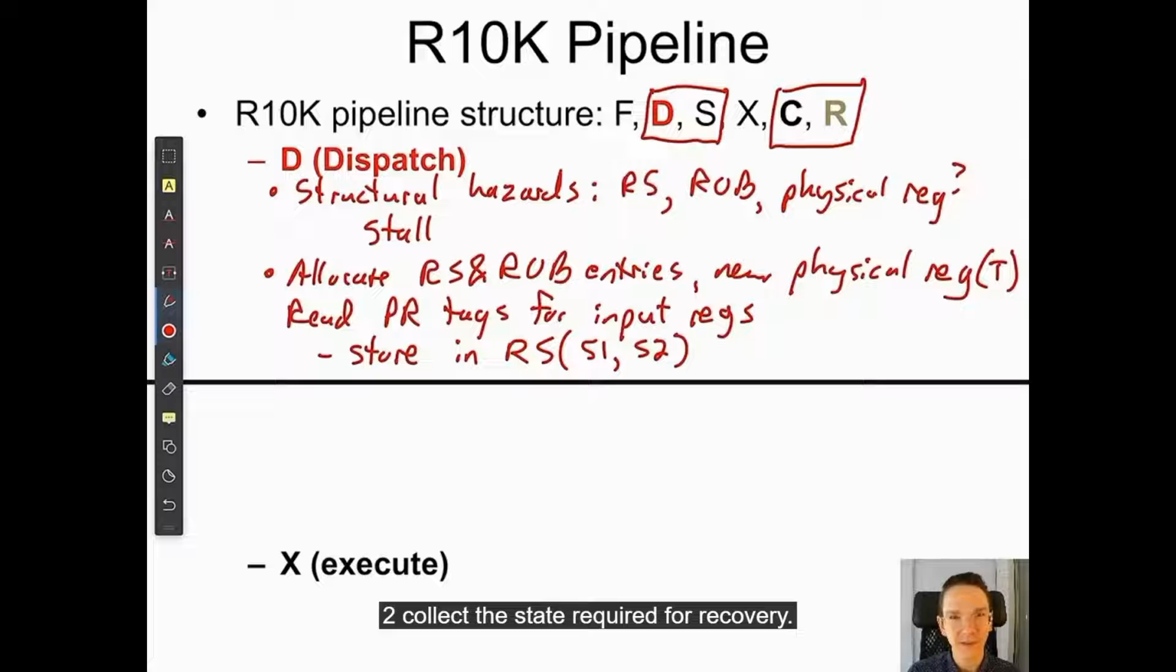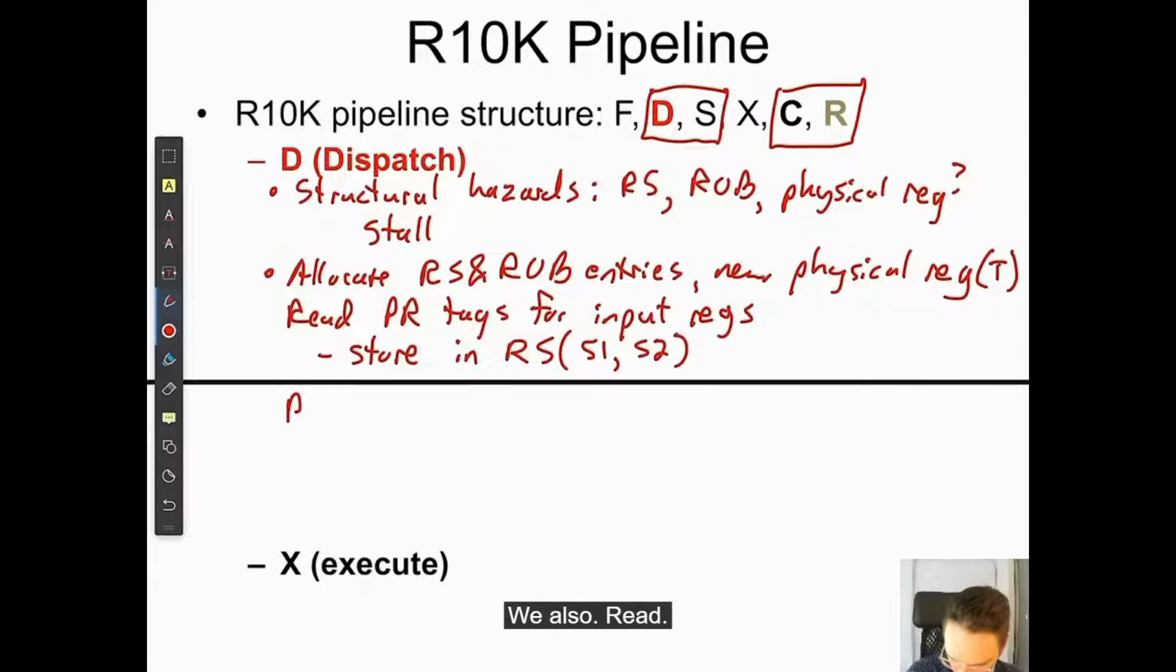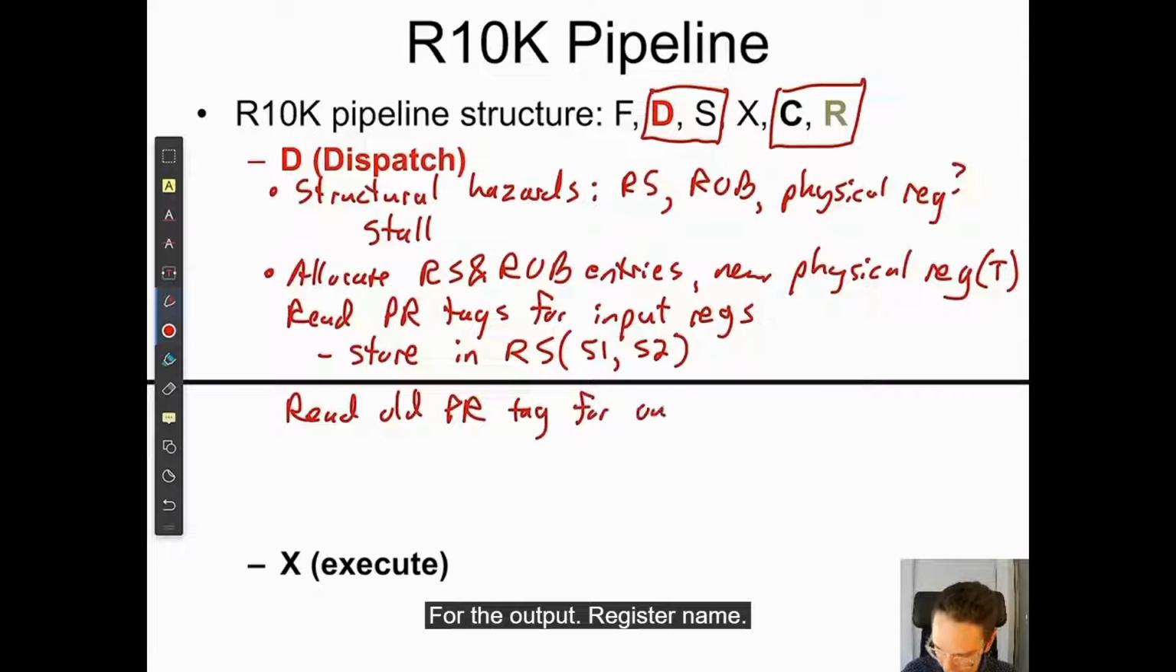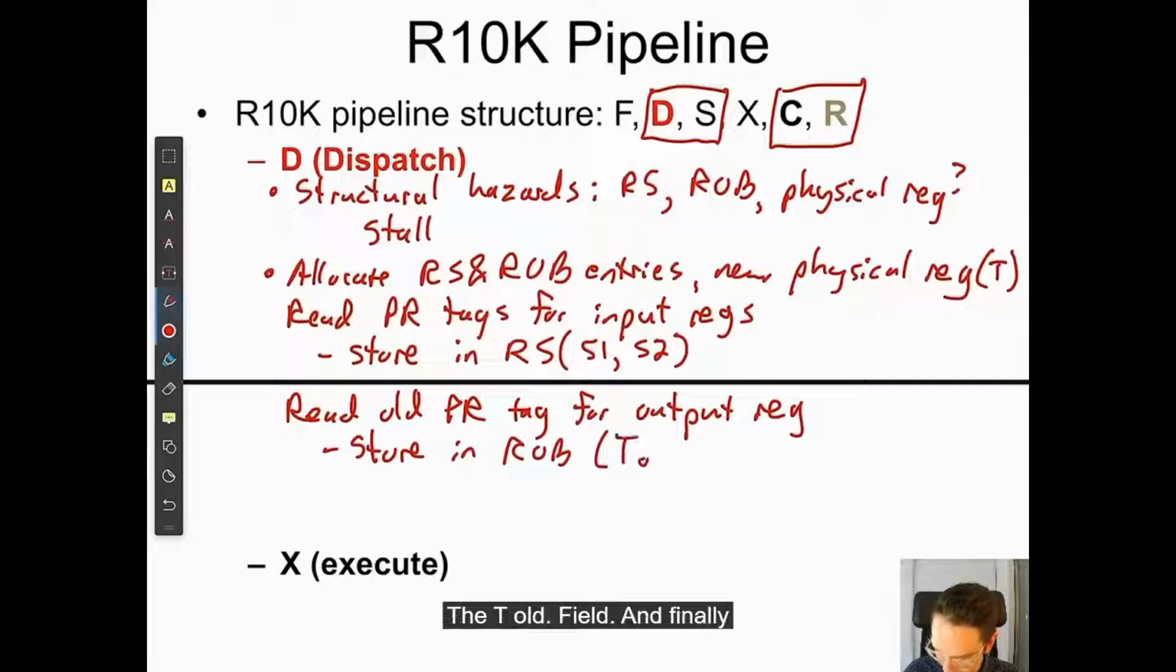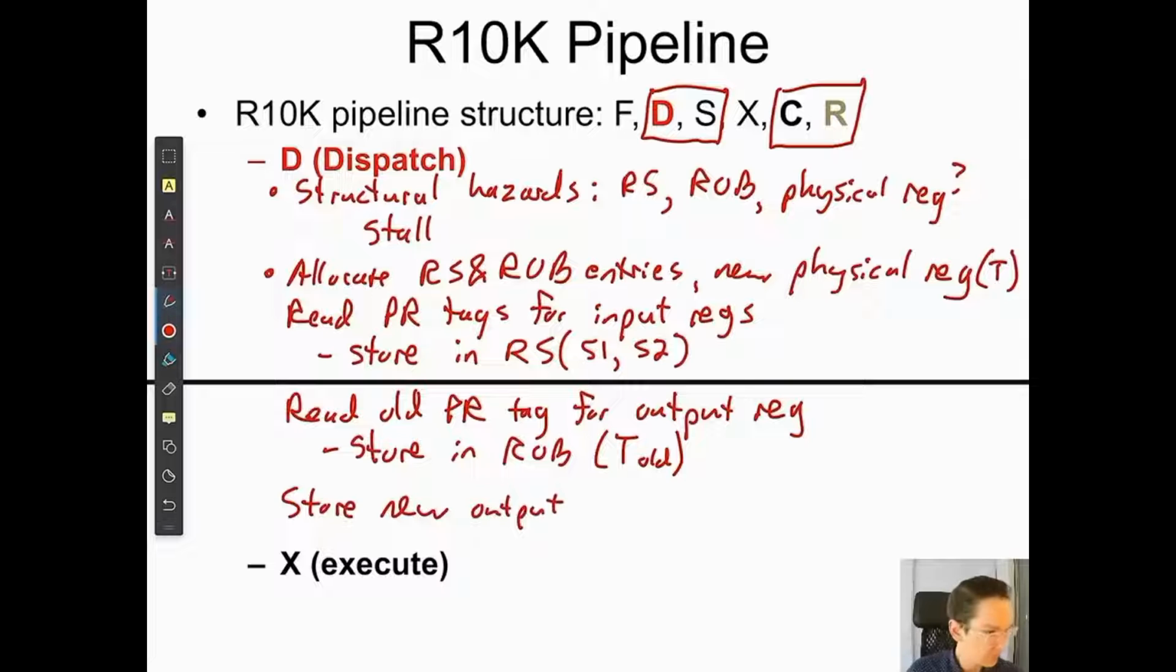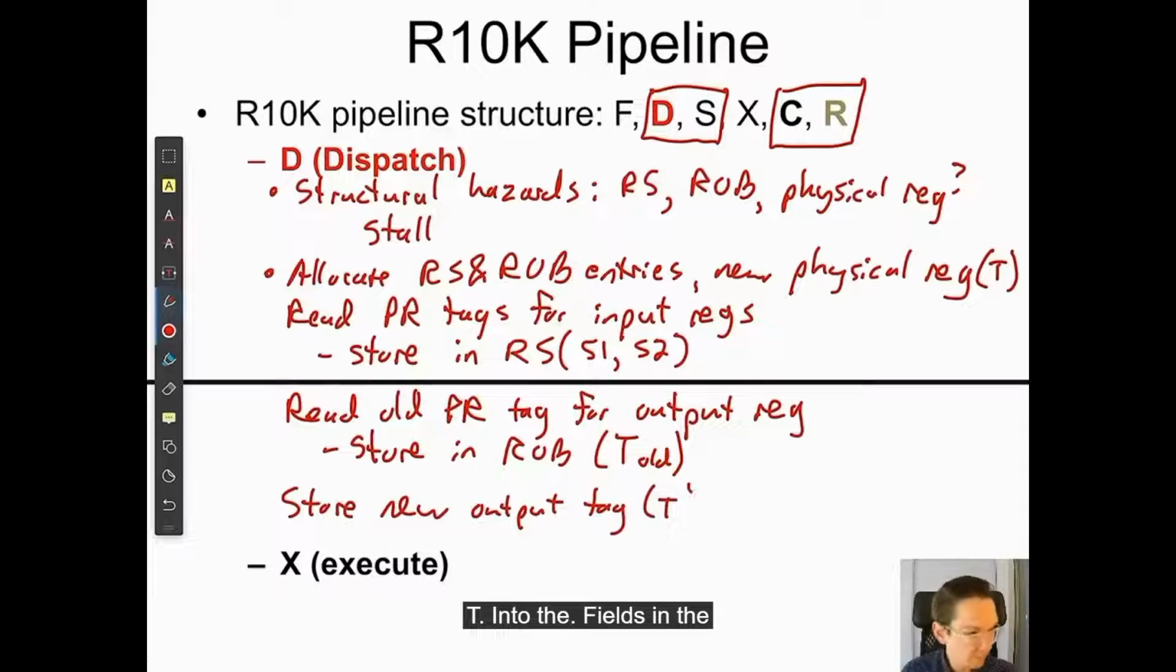To collect the state required for recovery, we also read the old physical register tag for the output register name and store that in the ROB, the Told field. And finally, we store the new output tag, T, into the fields in the reservation station and ROB. Okay, our bookkeeping is set in the dispatch stage.